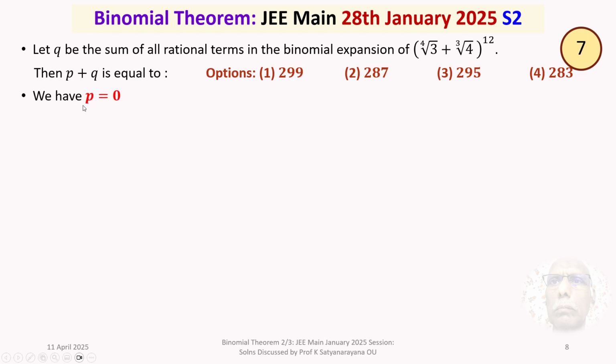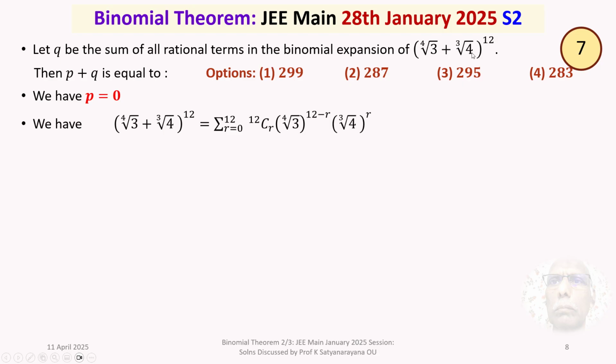We have P is equal to 0. And we have the fourth root of 3 plus cube root of 4, the whole to the power of 12. Write it in the binomial. So this will be equal to, and the general term will be 12Cr into fourth root of 3 to the power of 12 minus r into cube root of 4 to the power of r.